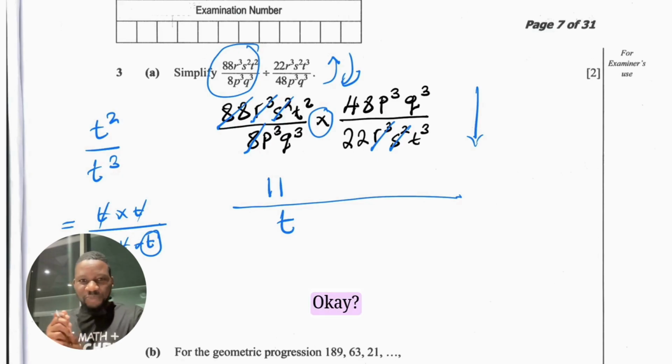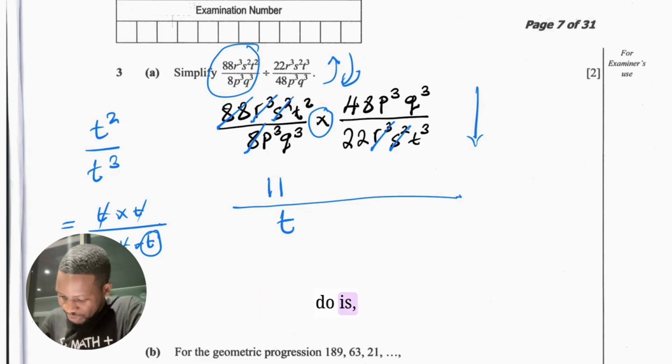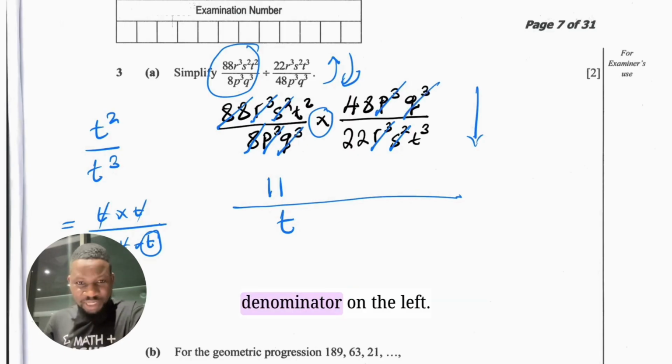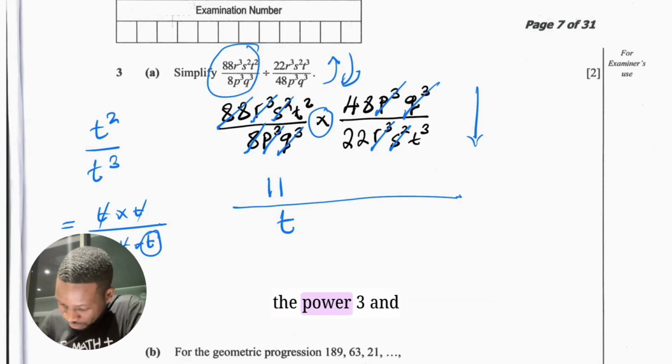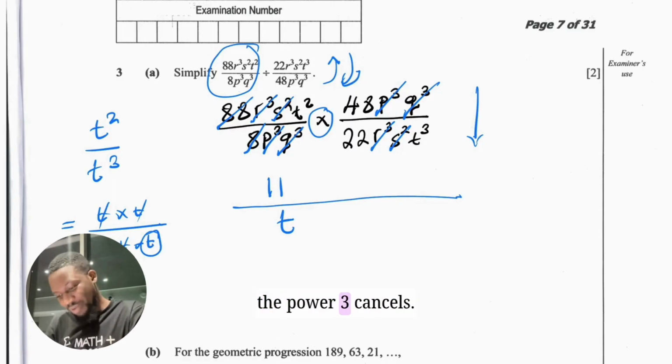Okay, now the next thing that we're going to do is let us check the denominator on the left. We have p to the power 3 and p to the power 3 on the right. Q to the power 3 and q to the power 3 cancels.